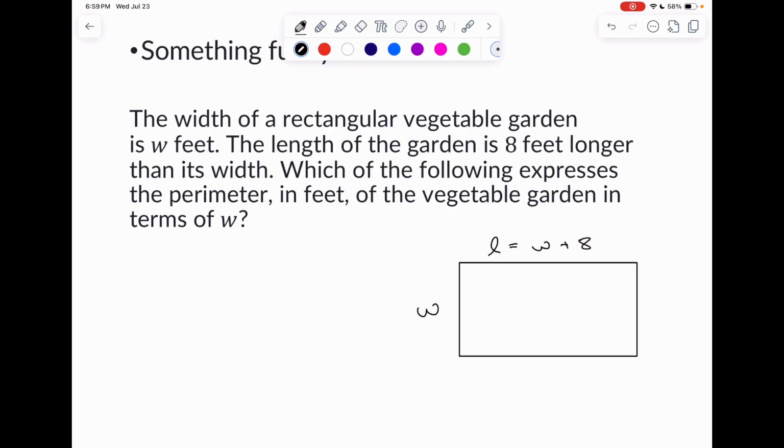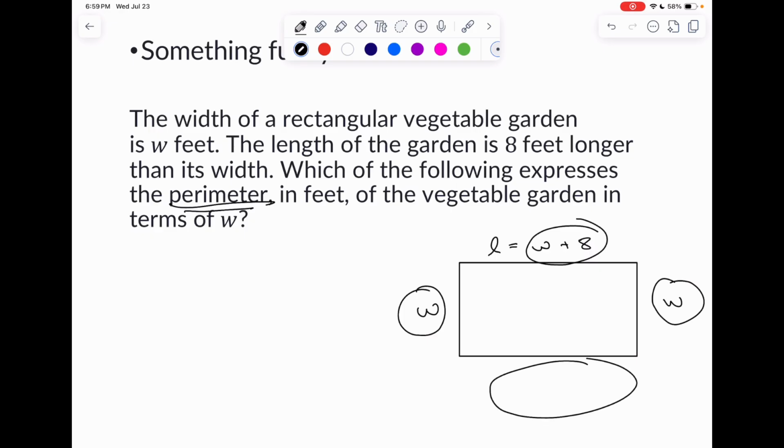Which of the following expressions is the perimeter in feet of the vegetable garden in terms of W? So in terms of W means we're going to use W to set this up, but we know our perimeter is all the sides added together. It'll be this side, which is the same as its opposite side, so it's W, and this side, which is the same as its opposite side, which is W plus 8. If we add all those guys together, the perimeter would be W plus 8 plus W plus W plus 8.